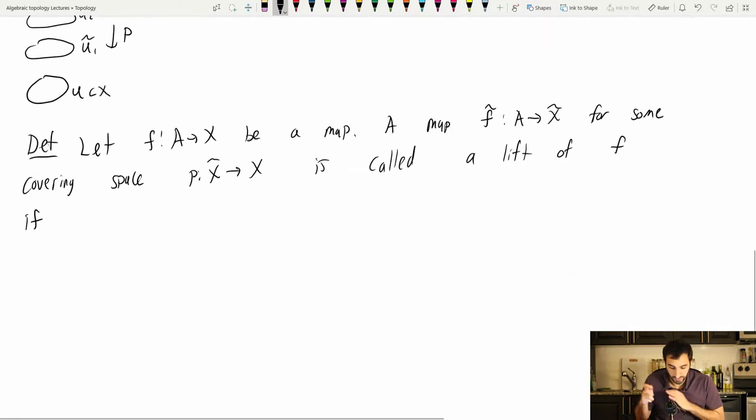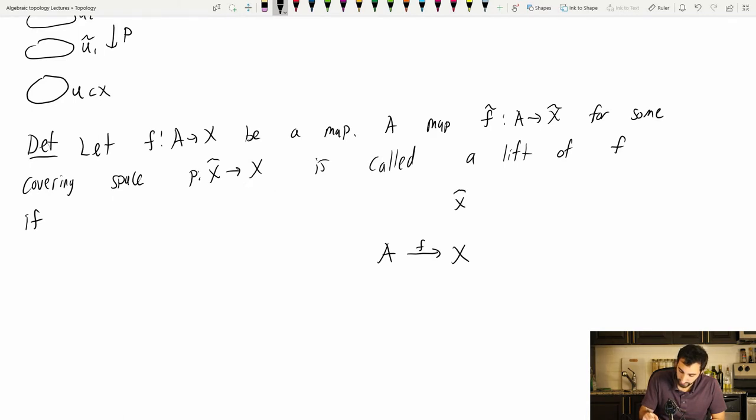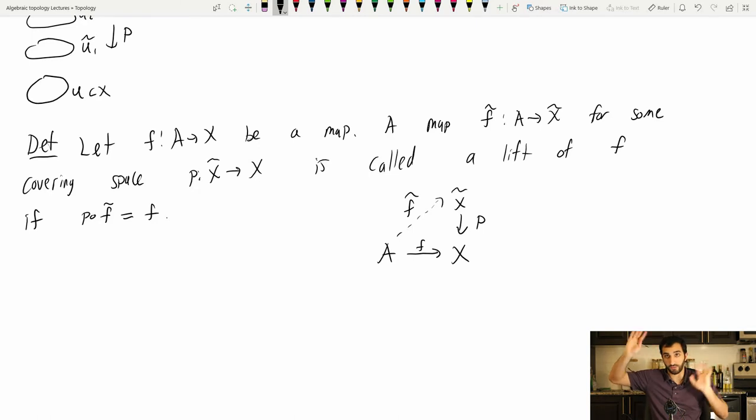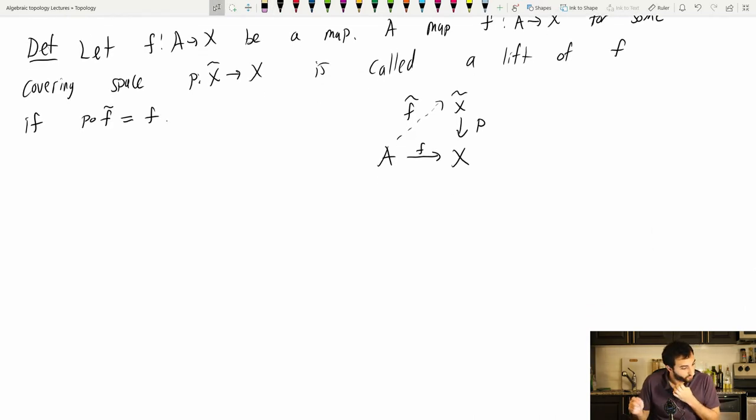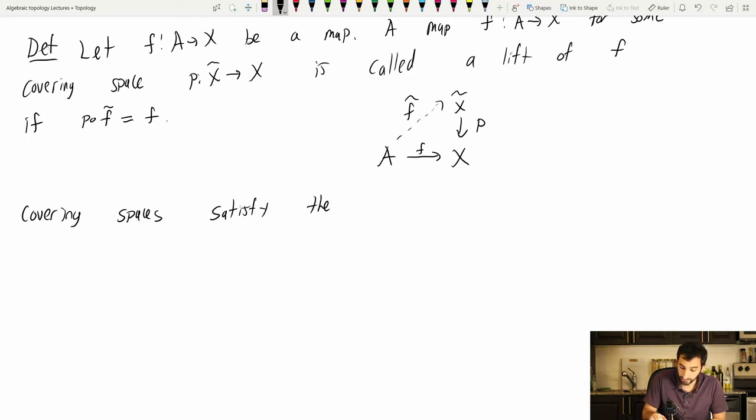if, well, I'll just draw the diagram and then write it in. So here's A. A is mapping to X by F. I also have X twiddle covering X by P. And essentially, I want this diagram to commute. So that is, if I do F twiddle and then I do P, that's the same thing as doing F. So essentially, it lets me factor the map F. First, I can go up to X twiddle. Maybe I can do some magic up in X twiddle first before shooting back down to X. Okay, so covering spaces satisfy what's called the homotopy lifting property.